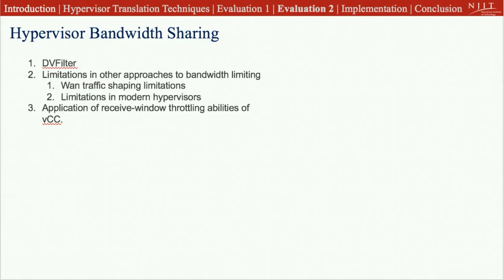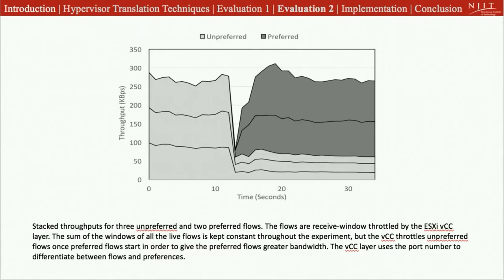Now let's move on to the next slide. Here, researchers did an experiment. Here, researchers showed a hypervisor implementation for dynamic application granularity bandwidth throttling. Here, they are running two guest VMs hosted on top of a hypervisor with the VCC translation layer installed in its vSwitch. VMs communicate through that hypervisor vSwitch. They divided flows into preferred and unpreferred flows.